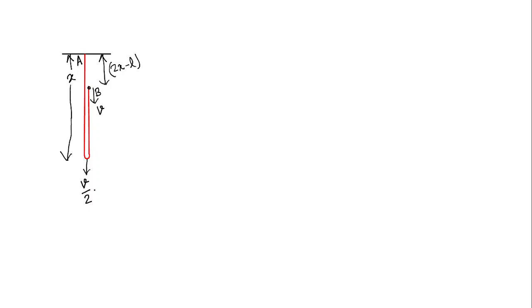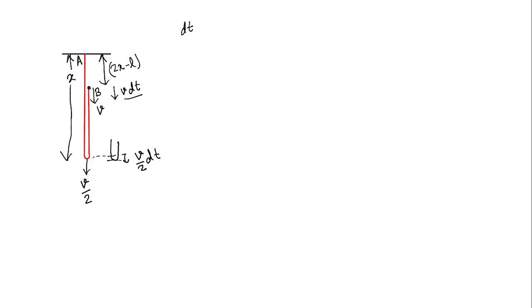Now let us see what is happening within a very short interval of time dt. Within dt, B will move by how much? B will move by V dt. No doubt in this. So what will this end move down? Let us draw here. It will move down by some small element. This will be V by 2 dt, isn't it?